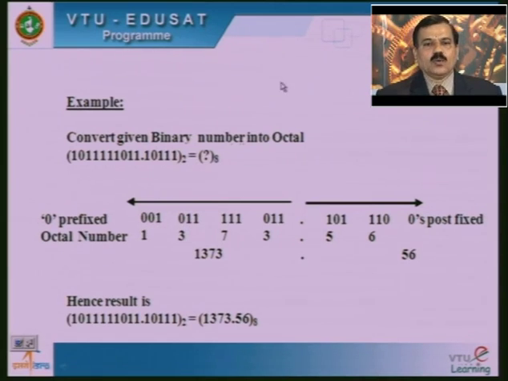After the radix point, 1 0 1 can be converted into a decimal value: 2 to the power 0 into 1, plus 2 to the power 1 into 0, plus 2 to the power 2 into 1. 2 to the power 2 is 4, plus 1, that is 5. Similarly, 1 1 0 can be coded as 6. Therefore, for the given binary value, before the radix point we get 1373 and after the radix point 56. Then the equivalent is written as 1373.56 in octal.